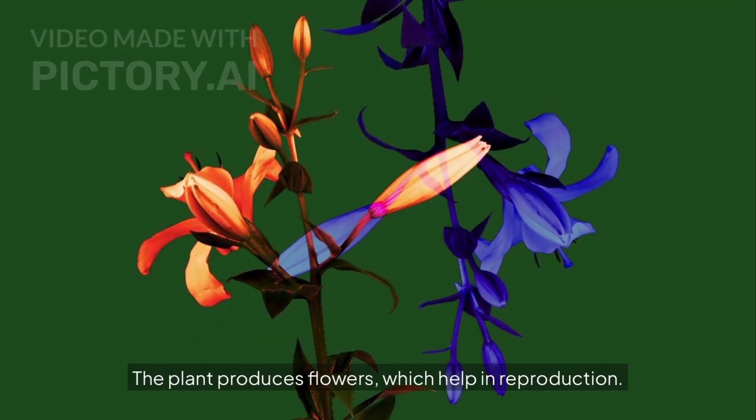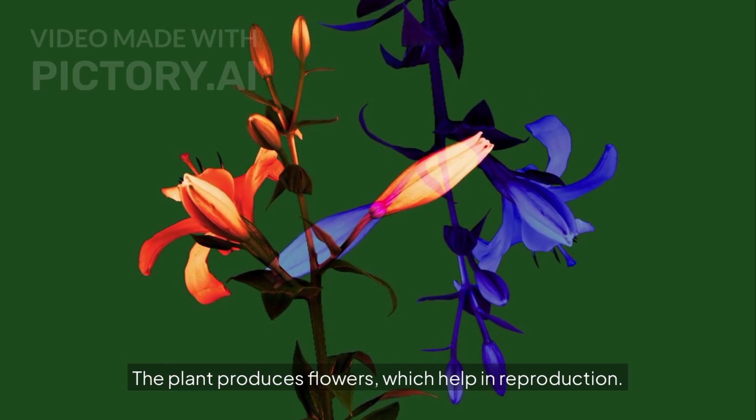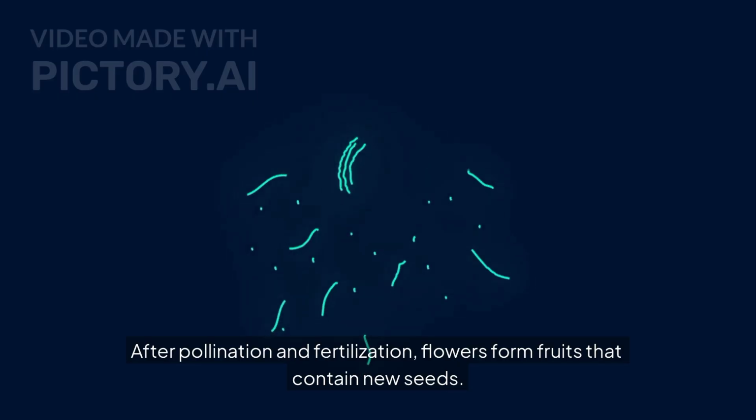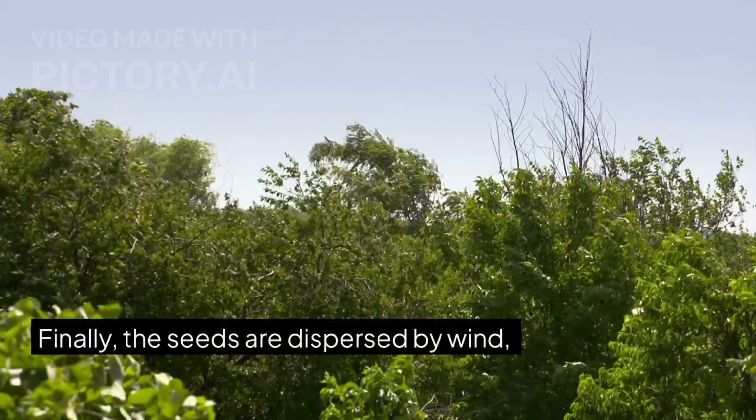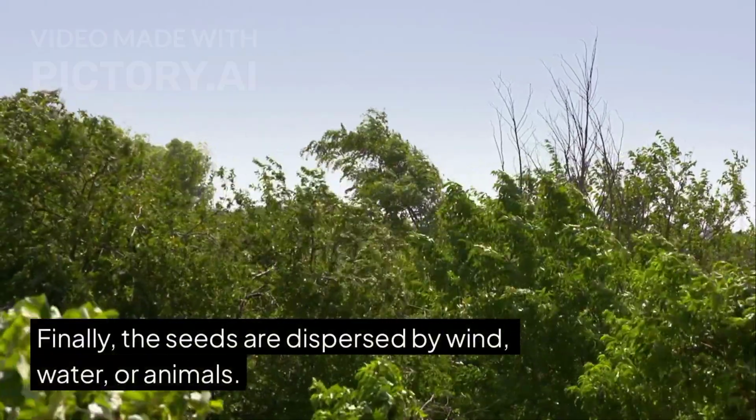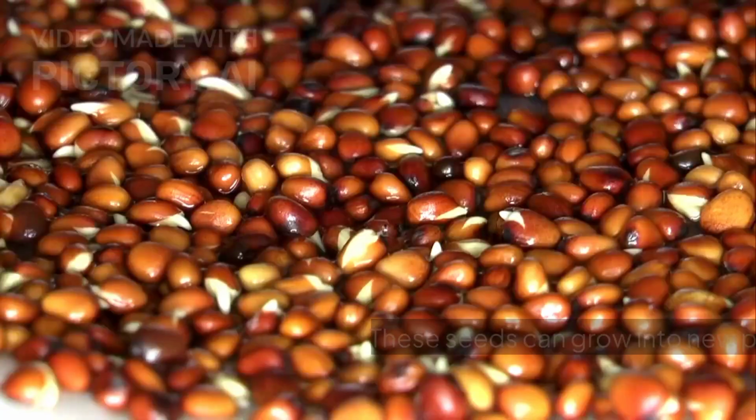The plant produces flowers, which helps in reproduction. After pollination and fertilization, flowers form fruits that contain new seeds. Finally, the seeds are dispersed by wind, water, or animals.